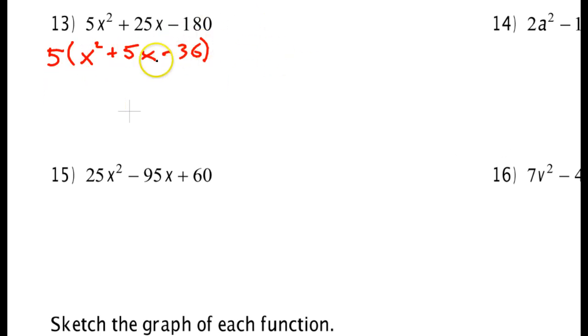Is this a perfect square trinomial? So can we just say this is like x plus something squared, or do we have to do the full box? Let's check. Is 36 the right number? If we take half of 5, what do you get? 2.5. Is 2.5 times 2.5 equal to this? No. So it's not a perfect square.